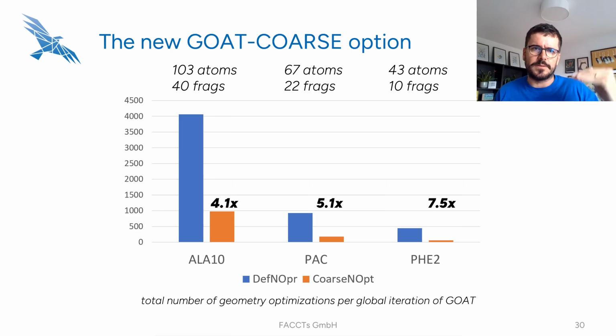So that's a difference in the number of atoms, but effectively the number of geometry optimizations that you need to do is reduced by a factor of 4. So from 4,000 to 1,000. The PAC, it's pacritinib, that's a drug. It goes from 60 atoms to 20 fragments, and you have a factor of 5. And this is phenylalanine 2, so a dipeptide, and you have a factor of 7. So you go from 500 optimizations to 80-something, so much fewer optimizations.